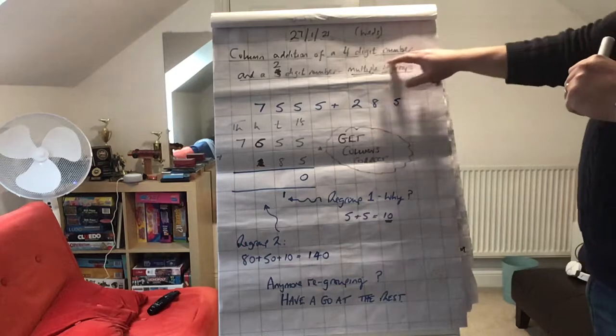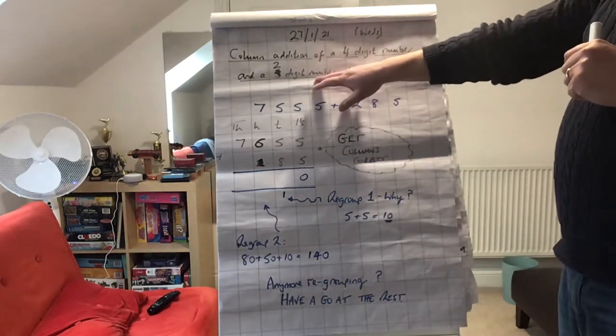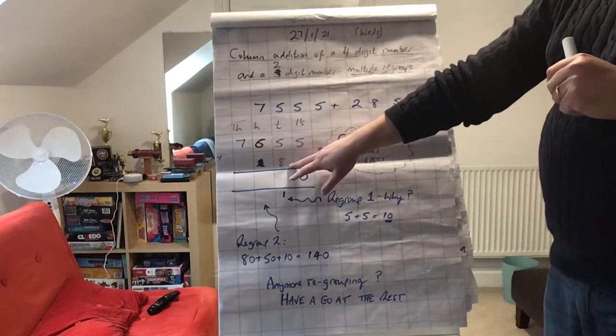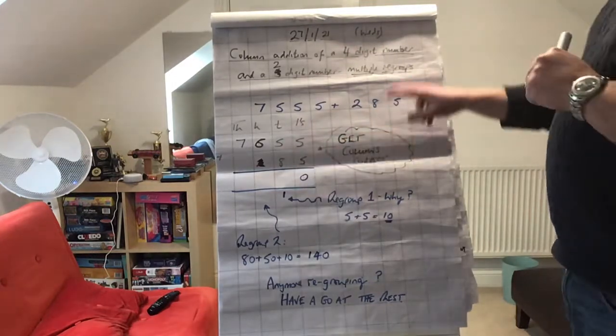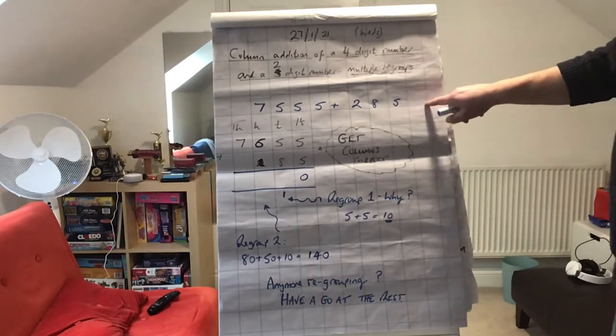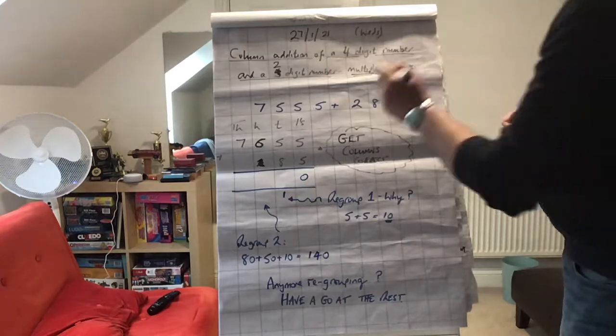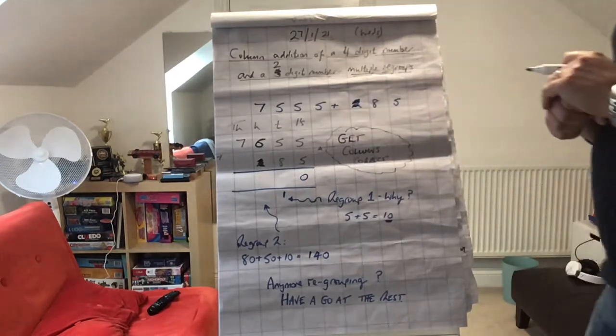So let's just go through what we're doing. A 4-digit number, you're going to add to a 2-digit number. That's where it's going to get tricky, because remember, you're only going to have a value in the tens and the ones column, and you might get multiple regroupings. Okay, so here's our horizontal number, 7,555 added to 85, which is a 2-digit number.